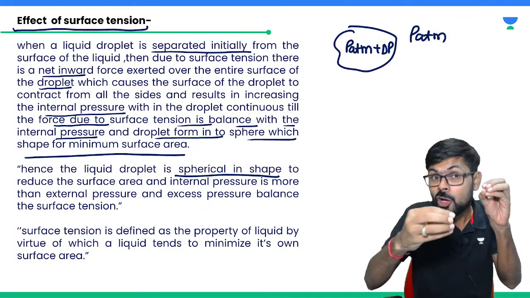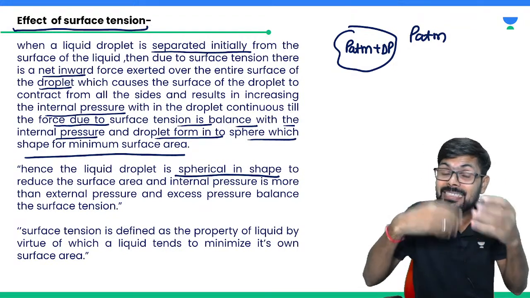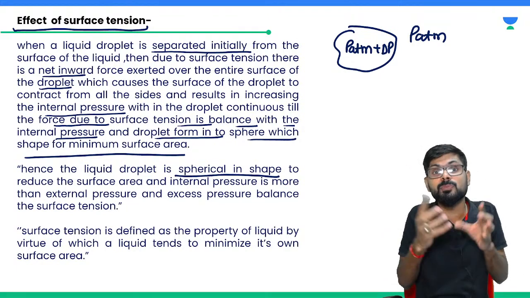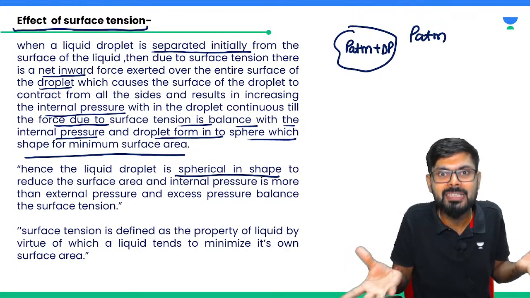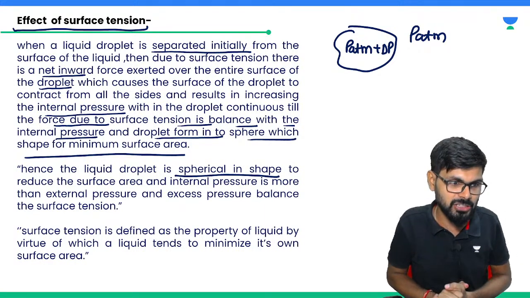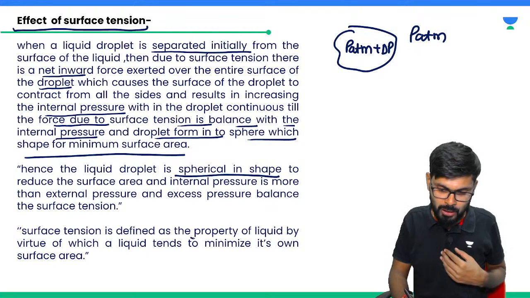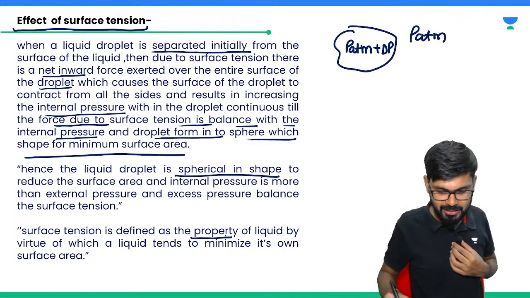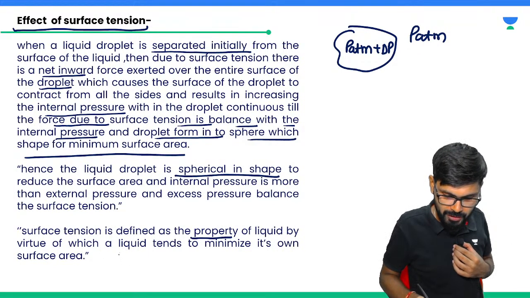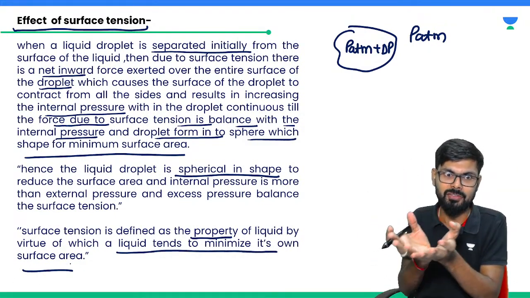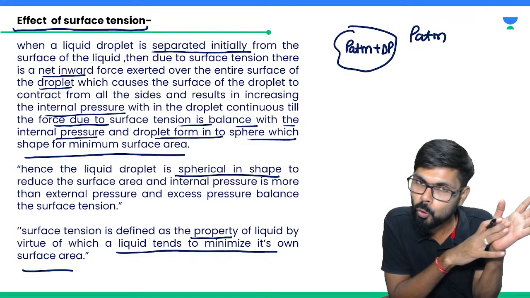Delta P is extra. So this delta P extra is balanced by what? Surface tension. This delta P is because of what? Surface tension. So obviously it is balanced by surface tension. Correct na? So surface tension can be defined like this also: the property by virtue of which liquid tends to minimize its own surface area. Liquids try to minimize their own surface area.